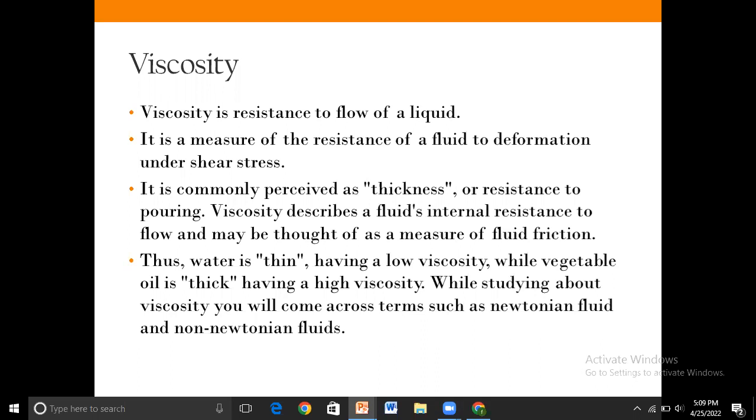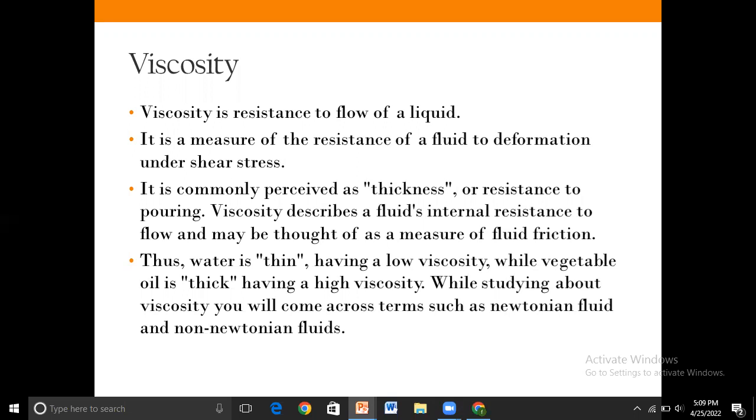So water is very thin, having low viscosity. Oil, compared to water, is thicker, having higher viscosity. And when you compare honey again, it has even more viscosity. Now, when you talk about viscosity, there are other terms coming up, that is Newtonian fluids and non-Newtonian fluids.